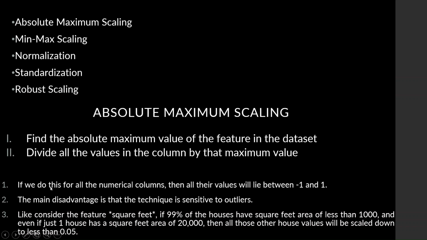If we do this for all the numerical columns, then our values will lie between -1 and 1. The only disadvantage with this technique is that it is sensitive to outliers. As an example, you can see the third point.